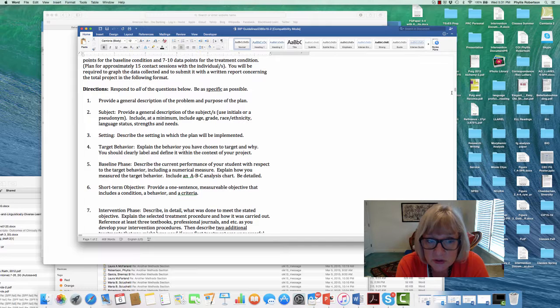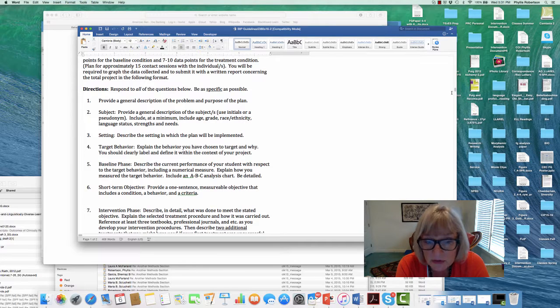First, give us a general description of the problem and purpose of the plan. So why are you doing this? And what impact do you expect it to have? You need to describe your subject. That's part 2. Make sure you use initials or pseudonyms. We don't want to identify any one of your students or anybody you're working with by name.